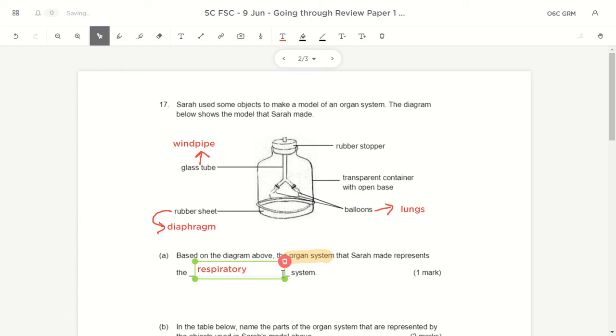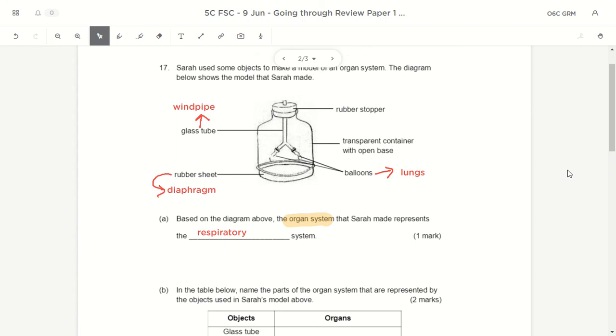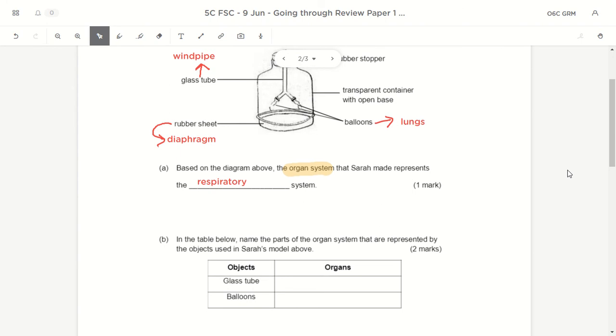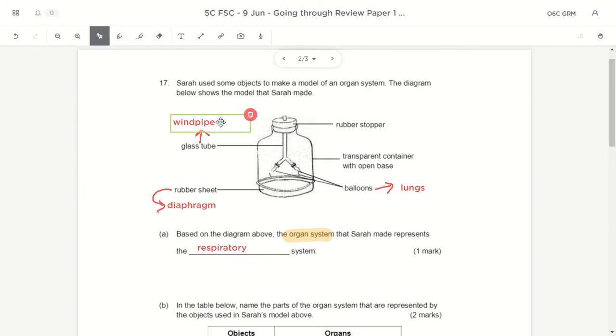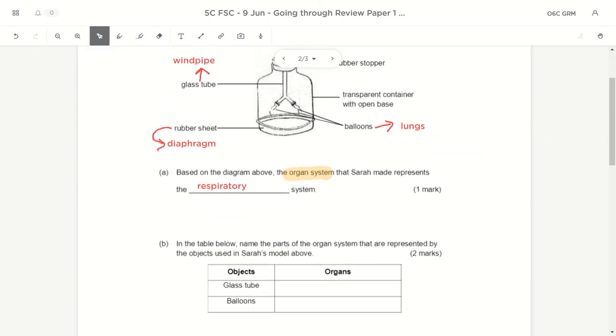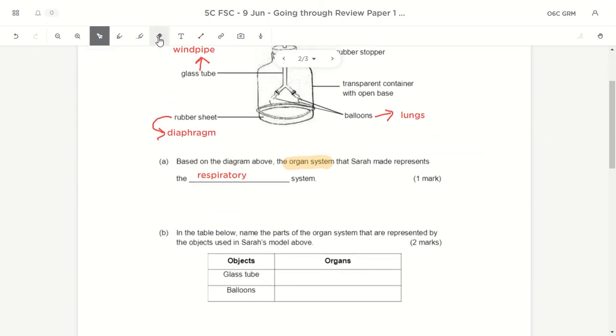Okay, so it is not a circulatory system, obviously. It's not a muscular, it's not a skeletal, it's not a digestive system. So, of course, this one with the windpipe, diaphragm, and lungs tells you that this must be the respiratory system, right? So, in the table below, name the parts of the organ system represented by the objects used in the model above. So, as I said before in class, once you understand the diagram, the answers for foundation are quite straightforward. So, the glass tube represents the windpipe.